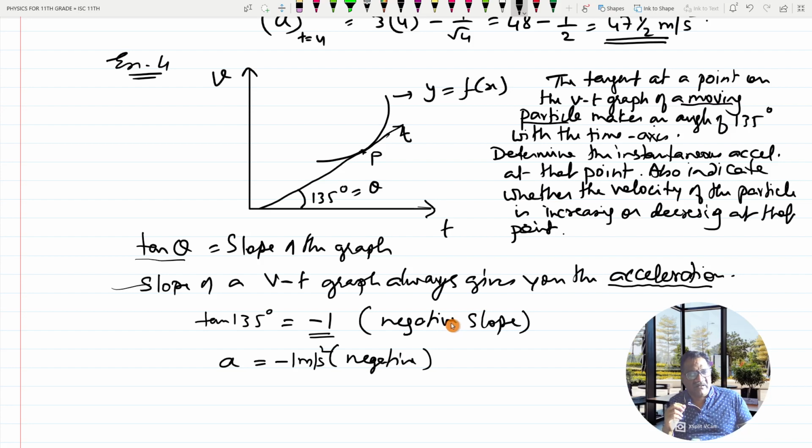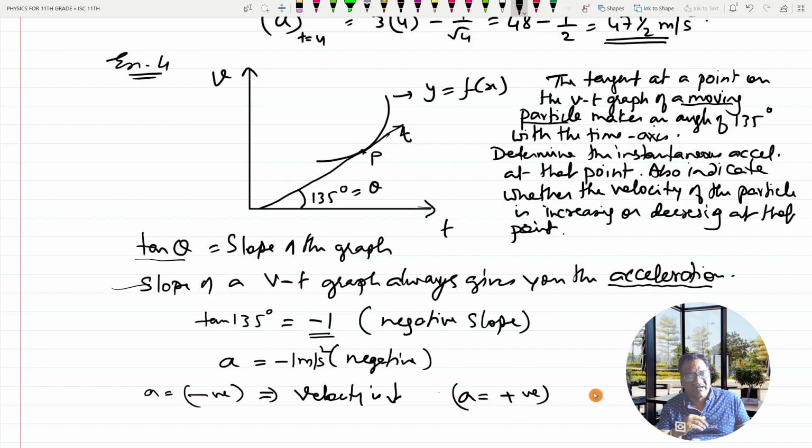Now, they have asked you whether the velocity of the particle is increasing or decreasing at this point. So at this point P, you know that the instantaneous velocity is negative. Now negative acceleration, a negative, implies that the velocity is decreasing. So when velocity is decreasing, the acceleration sign will be negative, and when the velocity is increasing, the acceleration will be positive.